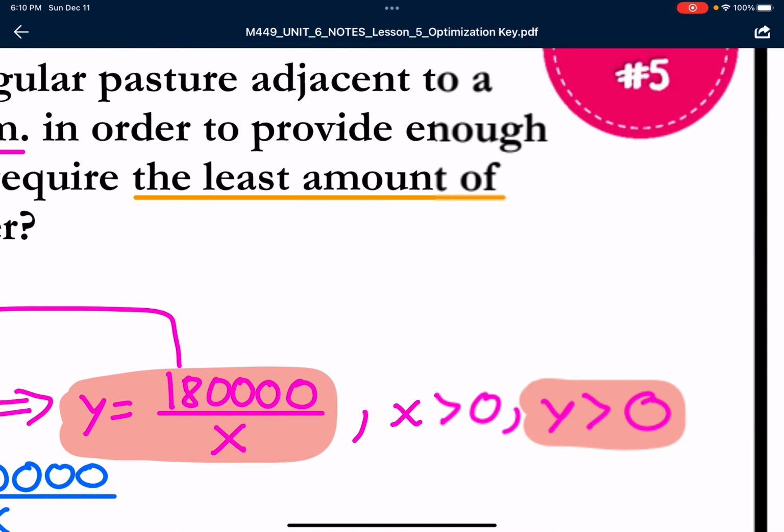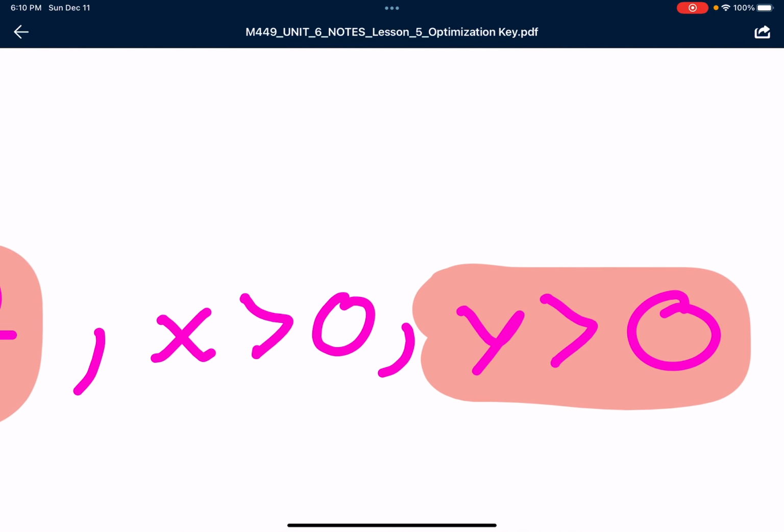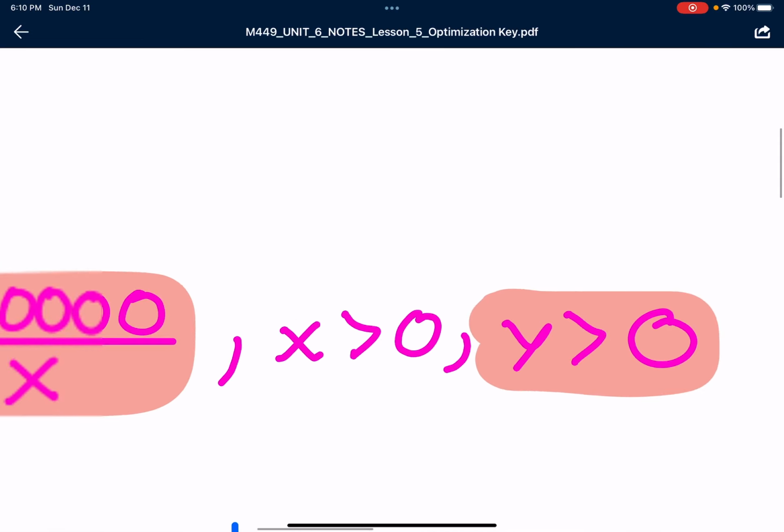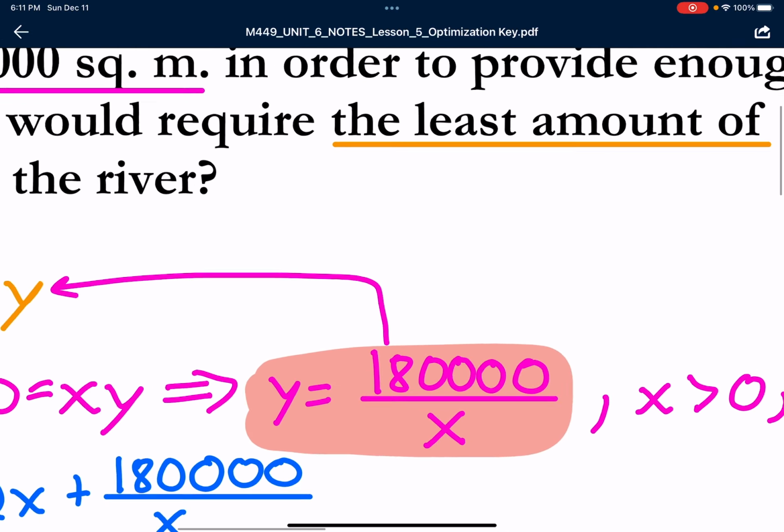And then what are some other restrictions? This is where you have to remember the context. This is supposed to be a real life scenario. Could you make a rectangle if x or y were 0? No. Could you make a rectangle if x or y were negative? No. So similar to example 1, x and y both have to be greater than 0. We'll come back to those.